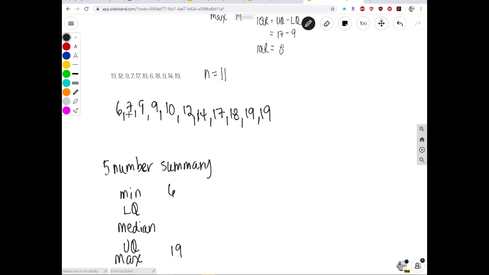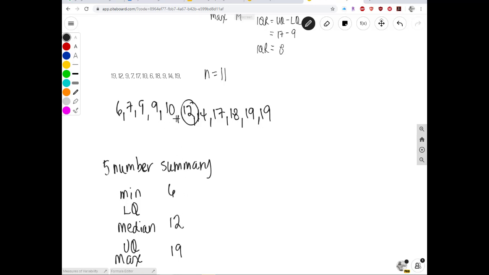So let's see what my median is this time. Now I have 11 numbers. So the number that's exactly in the center is going to be the 6th one, right? So 1, 2, 3, 4, 5, 6. The number 12. There's 1, 2, 3, 4, 5 numbers to the left of it, and there's 1, 2, 3, 4, 5 numbers to the right of it. So the median is 12.